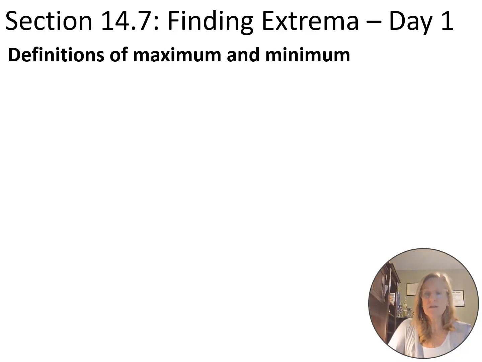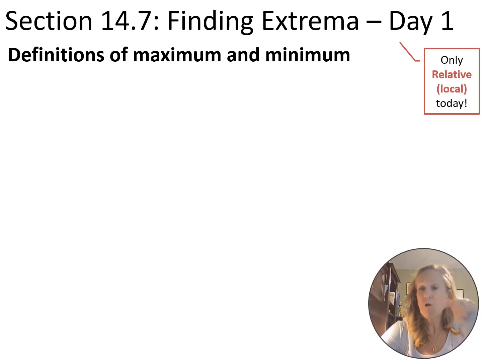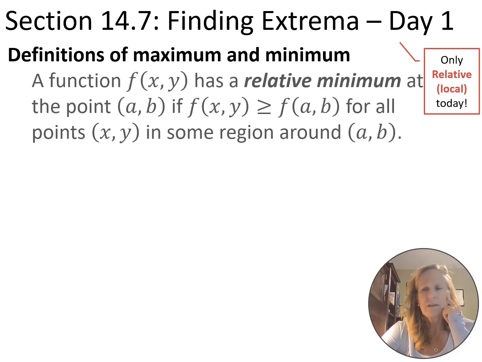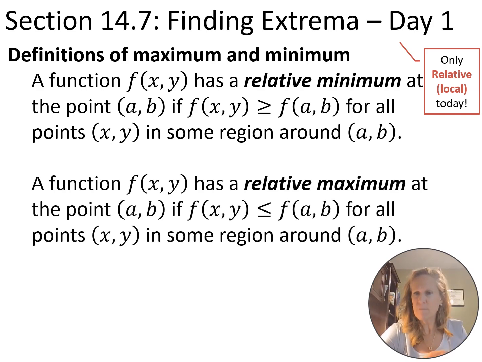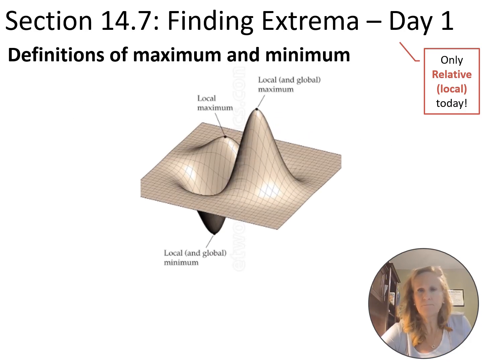So you should have a note sheet that the sub has given you. Definitions of max and mins, the same as it was in single variable. Remember, we're only going to talk about relative or local maxes and mins today. So if you have a minimum, it means all the z values on the surface near our point are bigger, as opposed to a relative max, where all the points in a local area have z values that are less than or equal to our point.